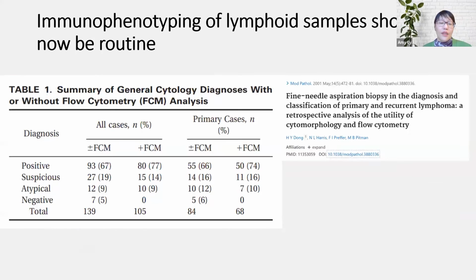So immunophenotyping of lymphoid samples should now be routine. This study was published 2 years after that morphologic paper on the REAL system. And at that time, incorporating flow into lymphoma diagnosis on cytology was not being performed uniformly. The overall positive rate for diagnosis of lymphoma by flow was 77%, with a false negative rate of 0. And similarly, the positive rate for diagnosing primary lymphoma was 74%.